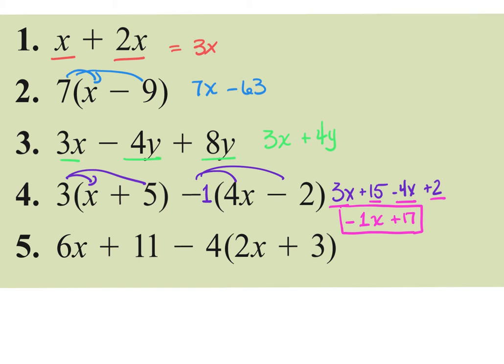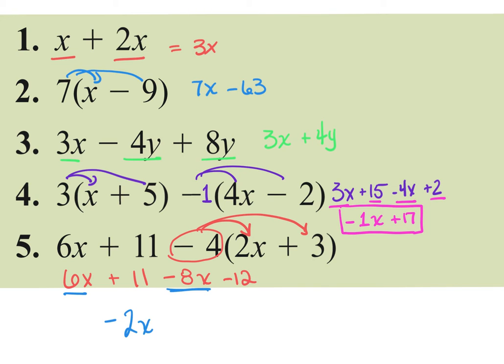And then for the last one, you can leave the 6x and the 11 alone for right now. You are distributing a -4. -4 times 2x is -8x. -4 times +3 is -12. Then combining like terms, 6x and -8x are alike. +11 and -12 you can also combine. So that answer should have looked like that.